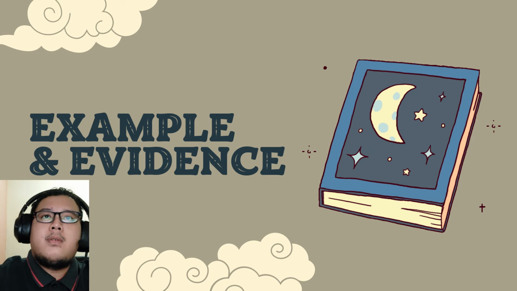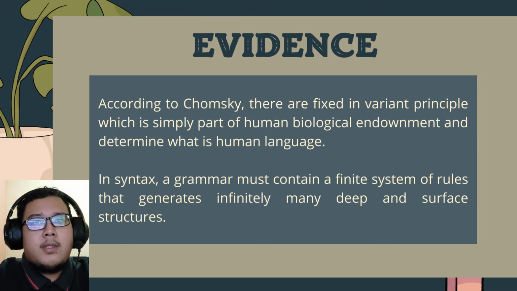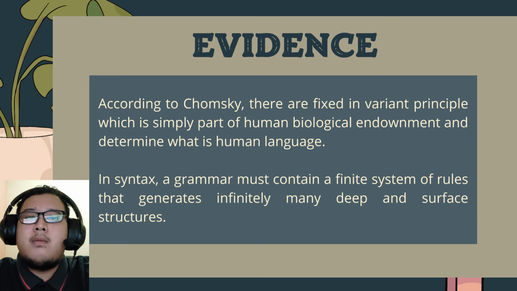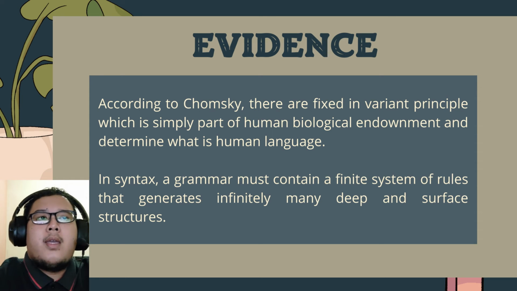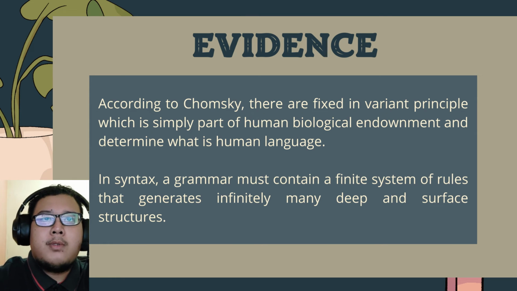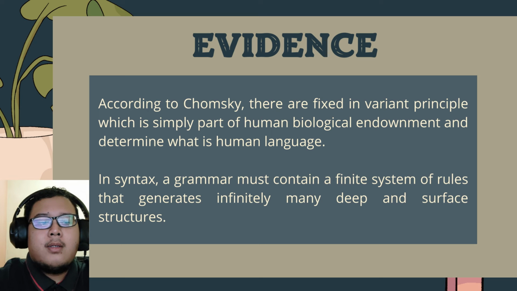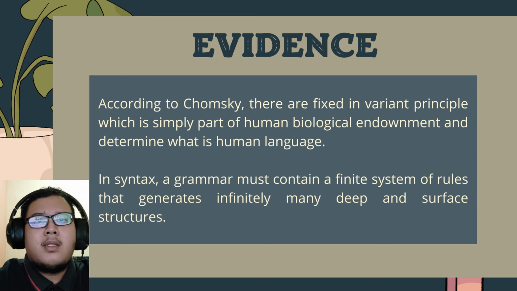Now I'm going to talk to you about the example and evidence of universal grammar. The first one is the evidence. According to Chomsky, there are fixed invariant principles which are simply part of human biological endowment and determine what is human language. What Chomsky means by this is that every human, when we are born into this world, has an innate ability where we can determine human language.